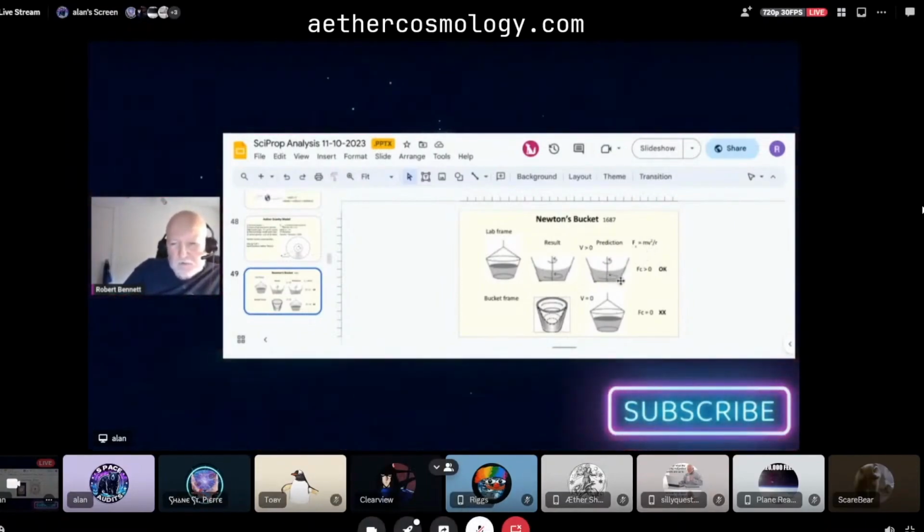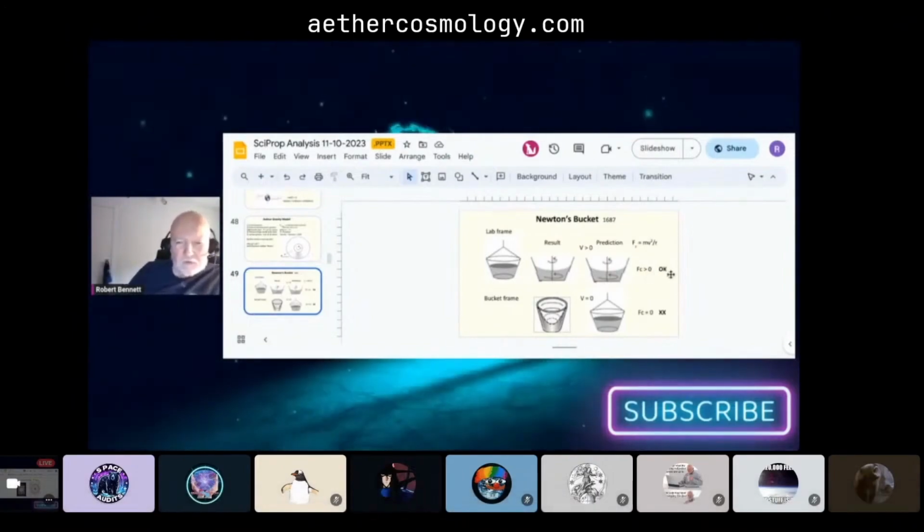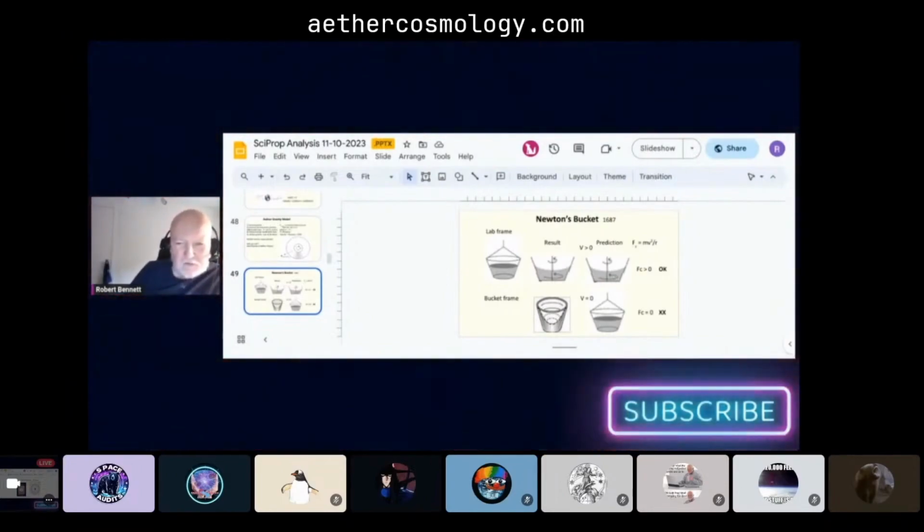The rotating water is subject to this law. It predicts that there will be a centripetal force, and so the law agrees with the result. We predict that the water will be thrown up the sides by the centrifugal force, and that's exactly what we see. Now let's pretend that there's a person on the bucket.